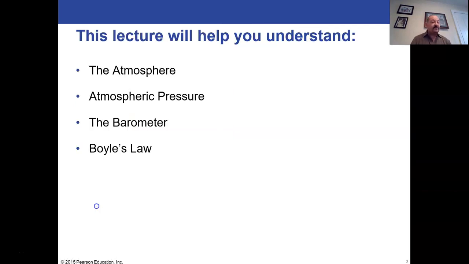Like the previous two units on solids and liquids, we're going to focus on the physical properties and physical behavior of gases. So first we'll talk about the atmosphere and some properties of our Earth's atmosphere. We'll talk about atmospheric pressure and how it's measured and what it is. We'll talk about one of the ways we measure it, and that's with a device called the barometer.